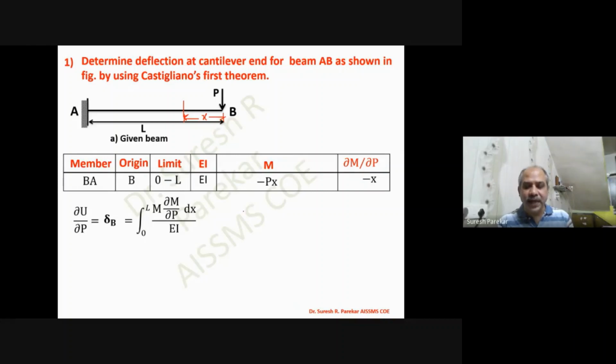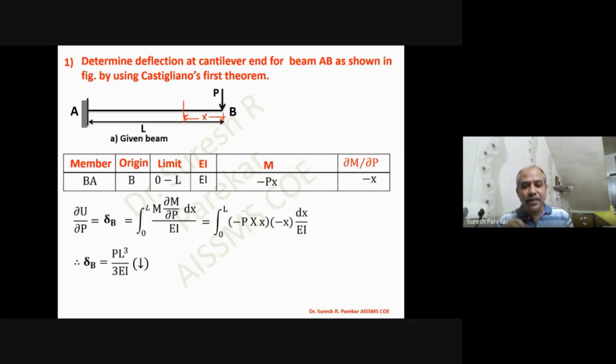We substitute these values in this equation. So we get integral 0 to L of minus PX times minus X dx upon EI. If you take the integration of this, we get PL cube upon 3EI. As we get a plus value, my displacement is in the direction of the load, that is downward.